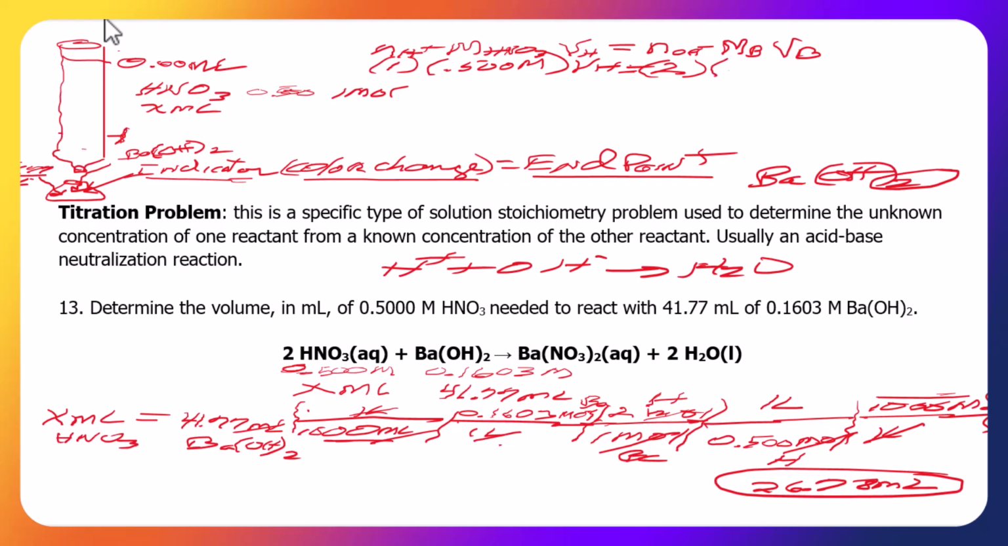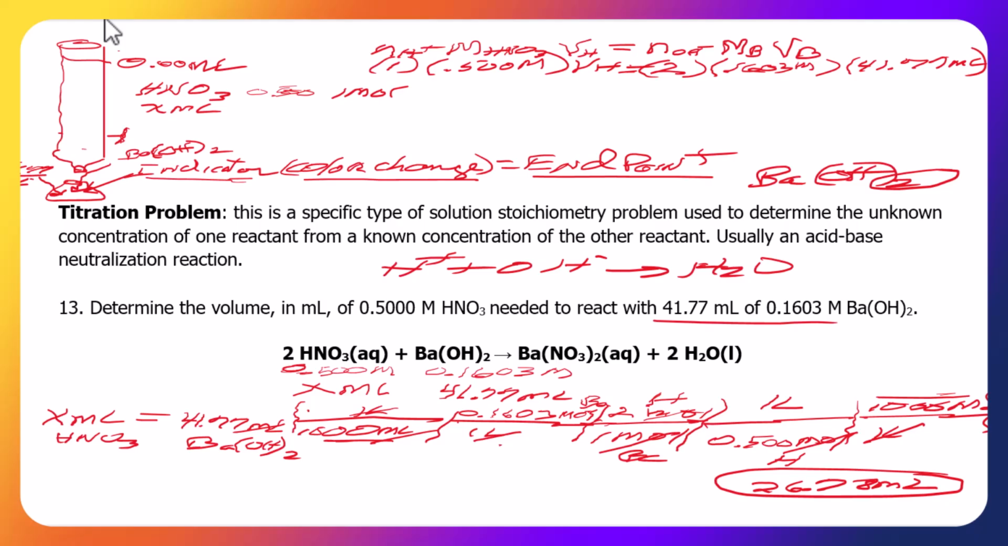The molarity of my barium hydroxide is 0.1603 molar, and the volume given in the problem is 41.77 milliliters. Okay? All right.